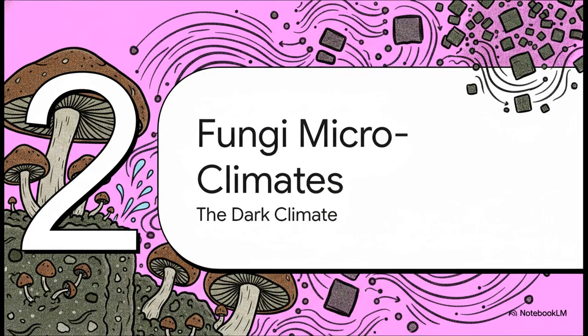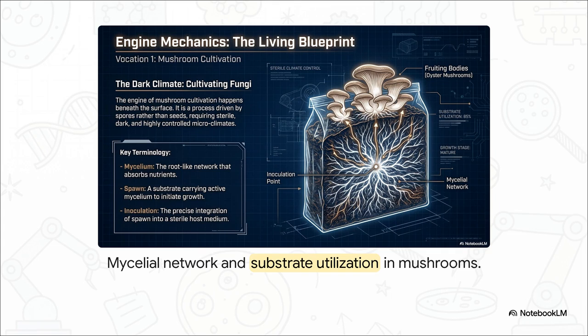Moving right along to Section 2, Cultivating Microclimates for Fungi, the Dark Climate. So our first engine brings us into the real world with mushroom cultivation. Now, the main engineering challenge here actually isn't sunlight. It's maintaining a totally sterile, dark microclimate. Beneath the surface, this engine is driven by spores, not seeds. This root-like mycelial network expanding through the substrate is basically nature's biological internet. It absorbs nutrients with incredible efficiency, hitting a massive 85% utilization rate. It's a highly controlled, dark climate engine running at absolute peak performance.